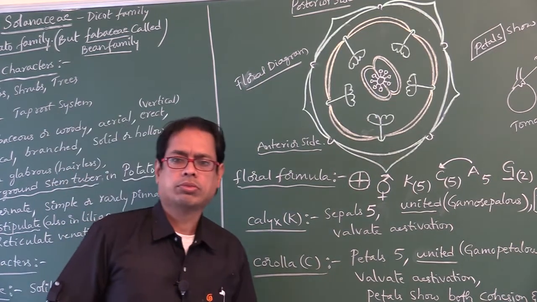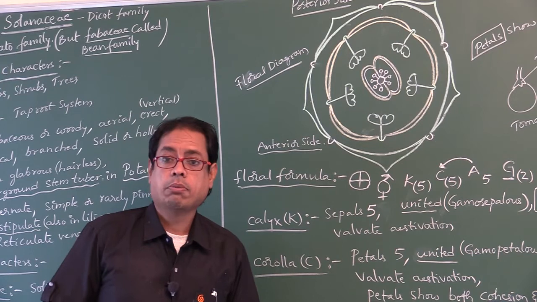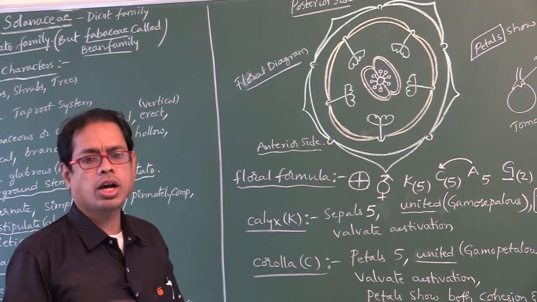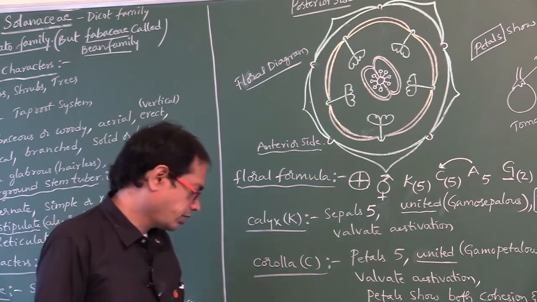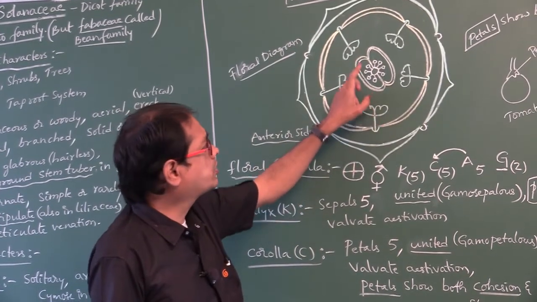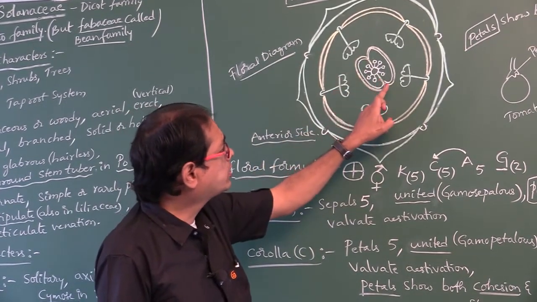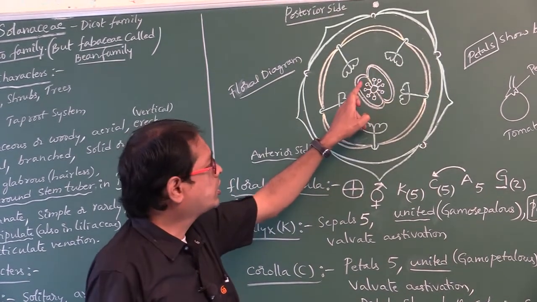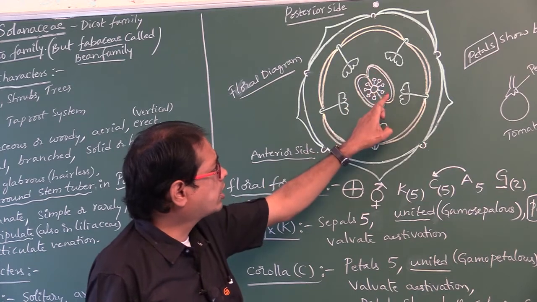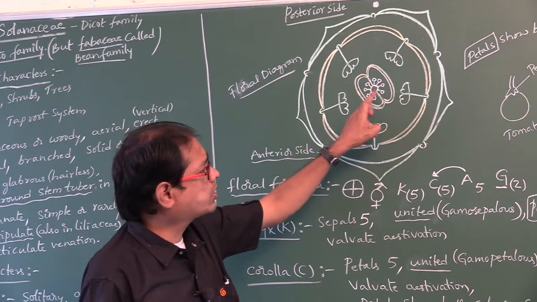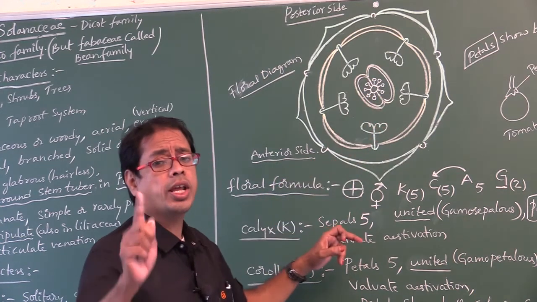Solanum nigrum is commonly called black nightshade or kamanchi. Right, this is about androecium and this is gynoecium. Number of carpels means this is one carpel, this is another carpel. Bicarpellary syncarpous. This is one locule, this is also another locule. Bilocular, bicarpellary syncarpous, bilocular, superior ovary.